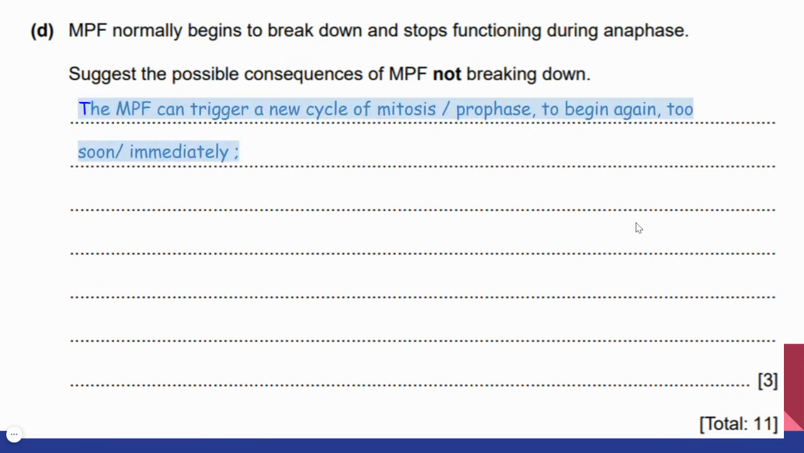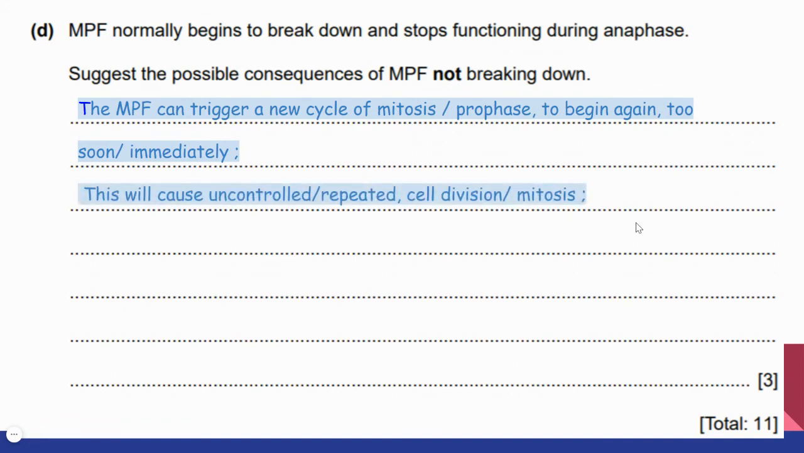First thing, the MPF will trigger a new cell cycle. So immediately after anaphase, telophase, cytokinesis happens. If MPF is still there, the job of MPF is to stimulate the cell to start prophase. So immediately after one mitosis phase, or M phase, is over, the cell will start another new cycle of division. That means uncontrolled repetitive cell division will happen. Why? Because after mitosis, the new cells formed should enter interphase. Instead of entering interphase, it will start mitosis again because MPF is stimulating prophase to happen.